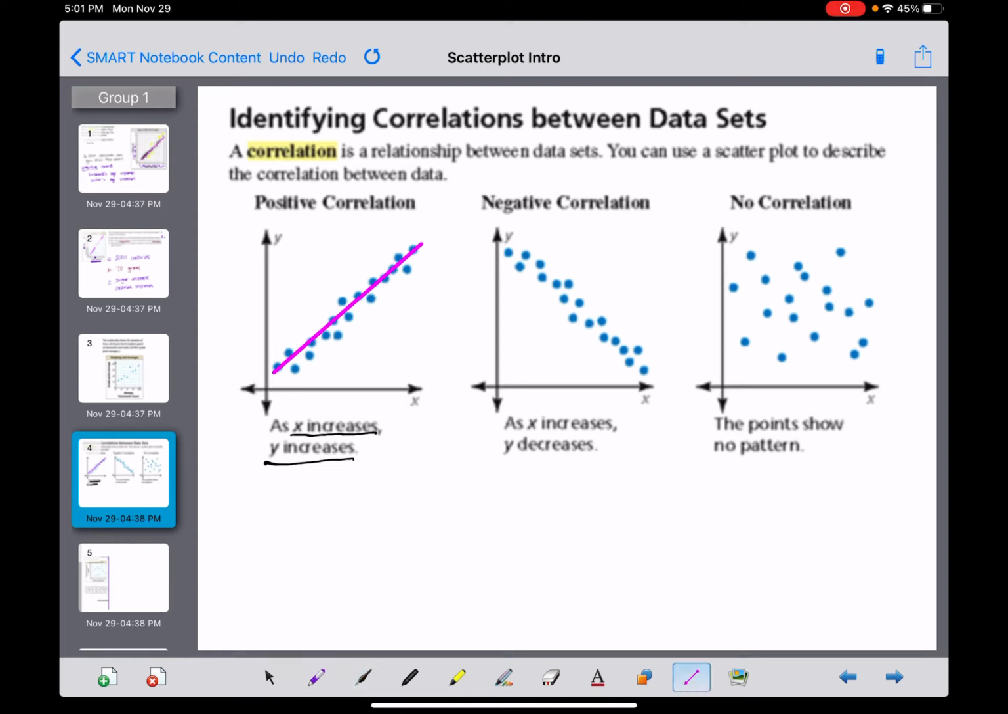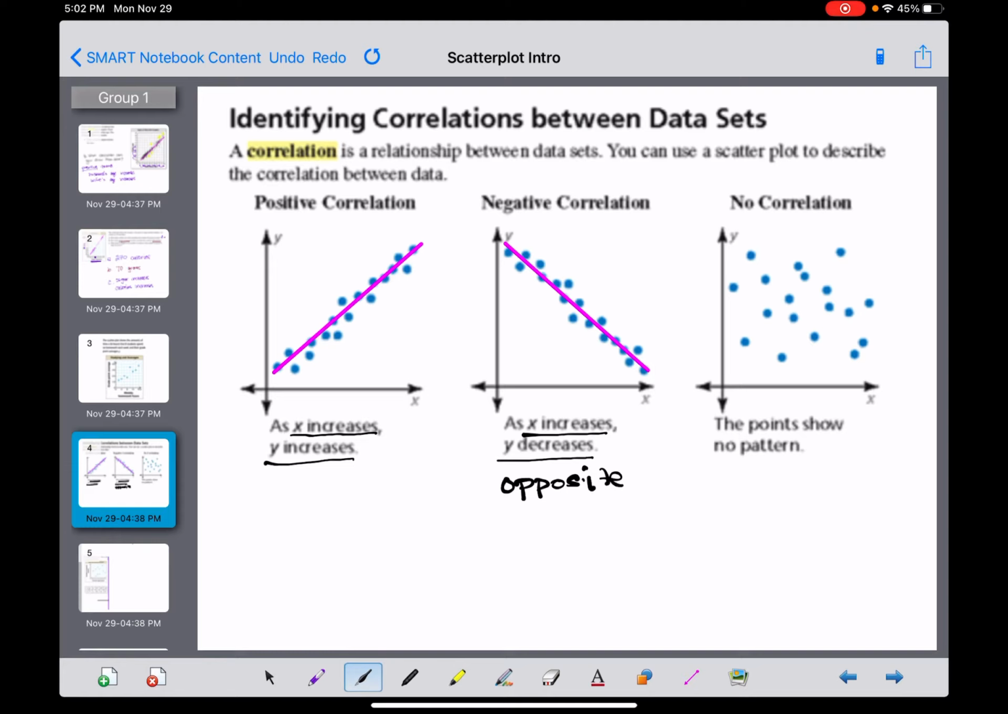A negative correlation, just like a negative slope, goes downhill. What does that mean in terms of the data? As the X values increase, my Y values decrease. They actually move in opposite directions.